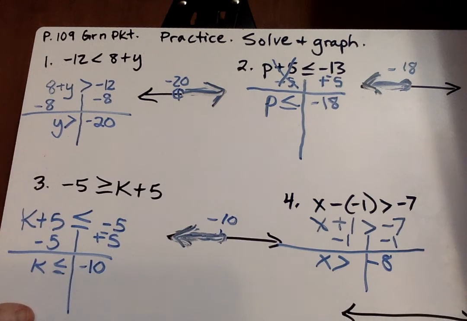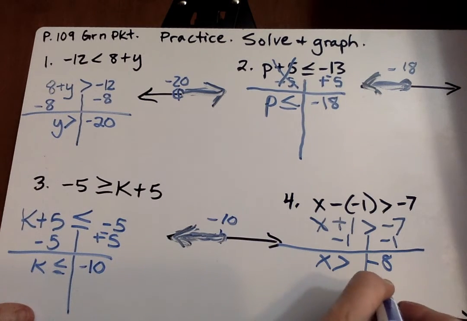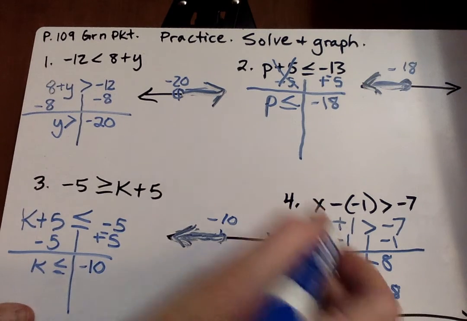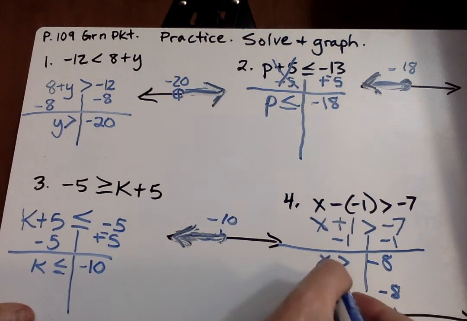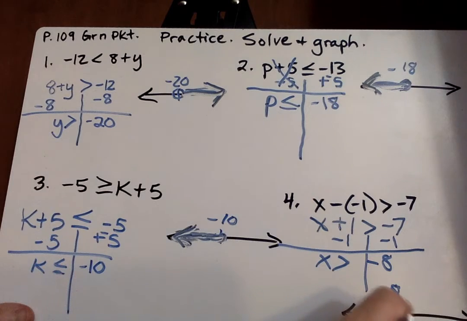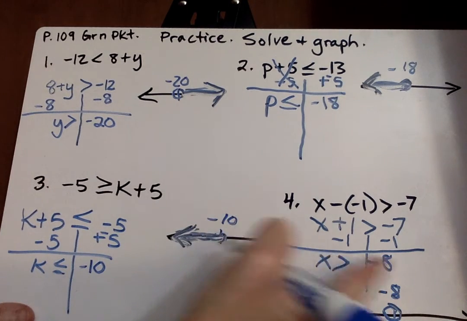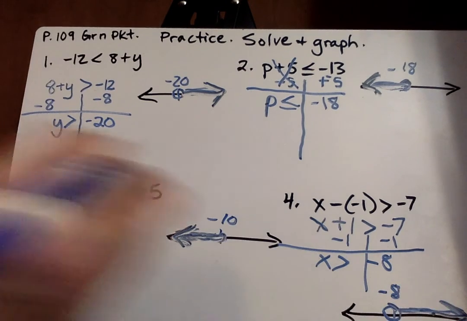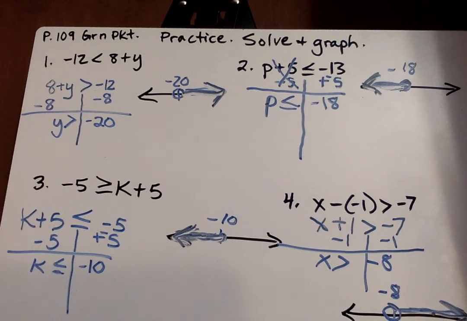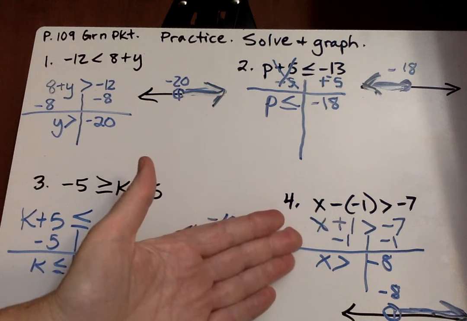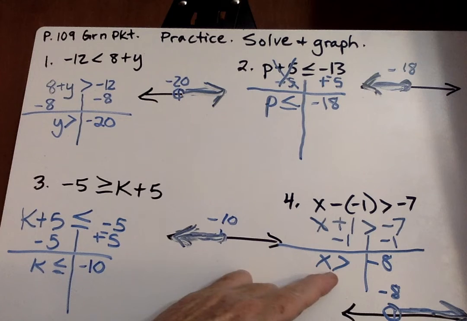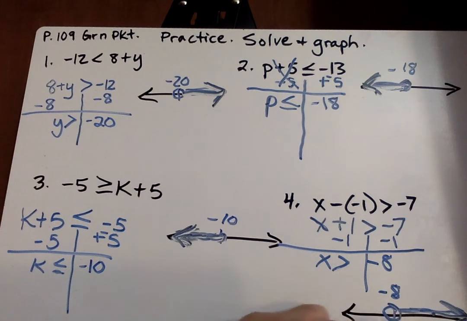-8. Okay, so we find -8 here. Open or closed dot. Open dot, because there's no line there, so that's less ink, so it's just an open dot. This points to the right, so we're shading to the right. And we're done. So again, variable on the left side, solve for the variable, and then this tells you what direction to shade if the variable's on the left side.